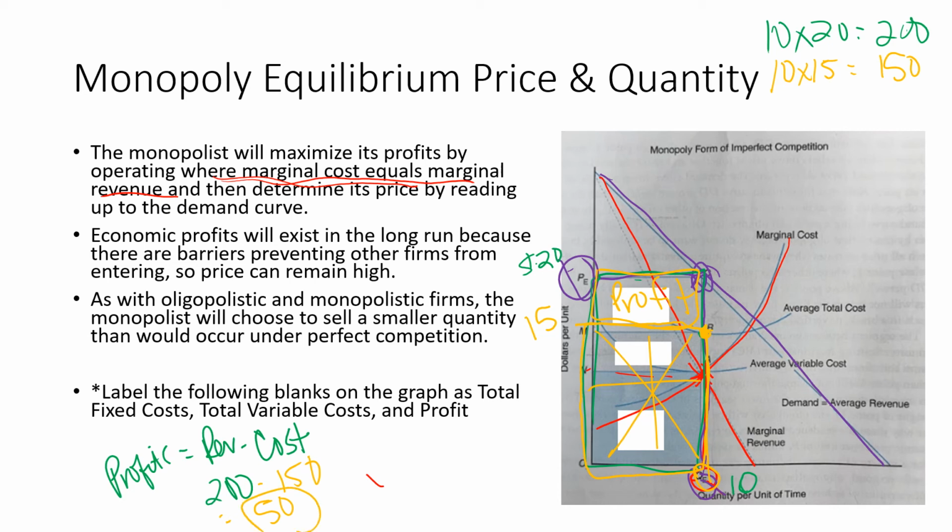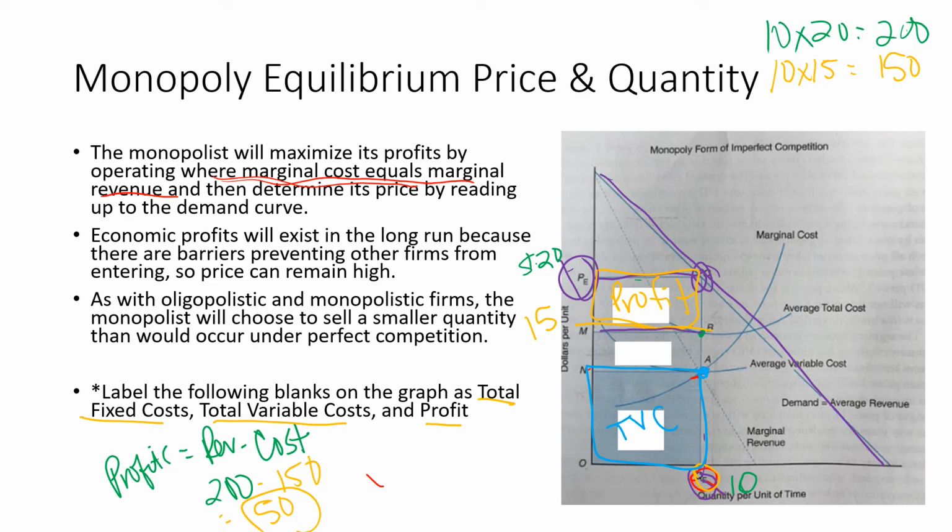So if we have to label a couple things: total fixed cost, total variable costs, and profit. So let's clear that off. I have the profit labeled there. Our variable cost curve is right here, so these are going to be our total variable costs. And then if you remember, variable costs plus fixed costs equals total cost. So this area in here is going to be our fixed costs.